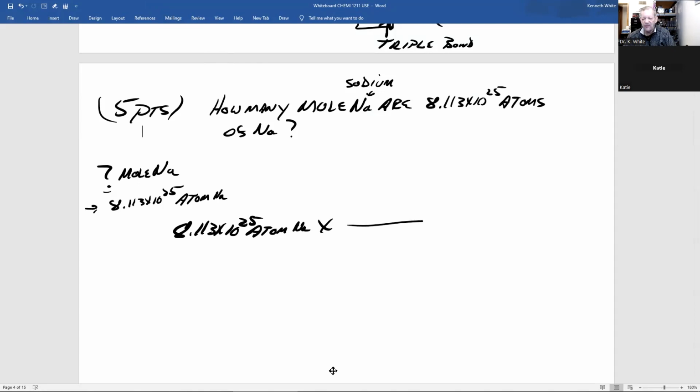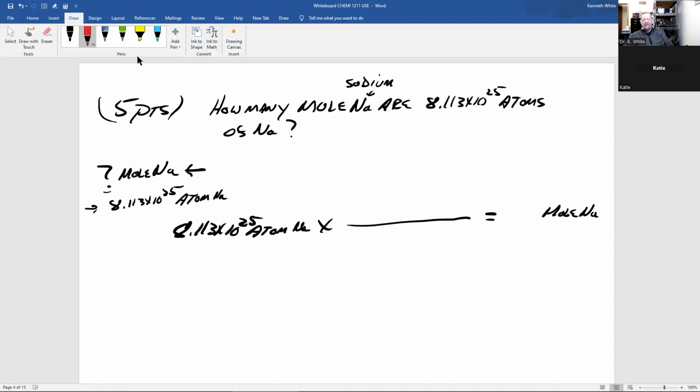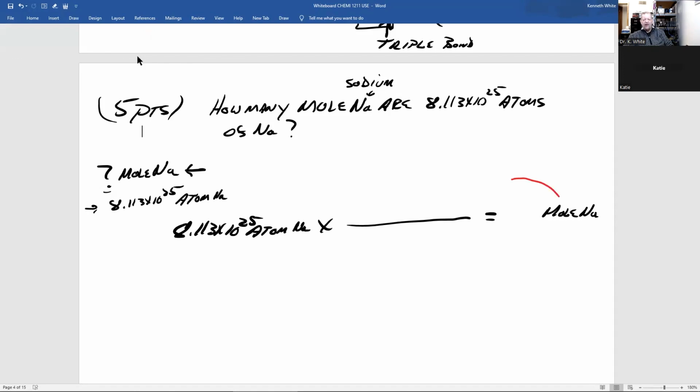If I had some magic ratio, I multiply this number by what units do I want my answer to be in? Well, we took the time right here to figure out moles of sodium. Now it's time to use your good friend, unit analysis. How do you do that? Whatever units you're trying to get to goes on top of the ratio. Whatever units you're trying to get rid of goes underneath. So now I'll write that.